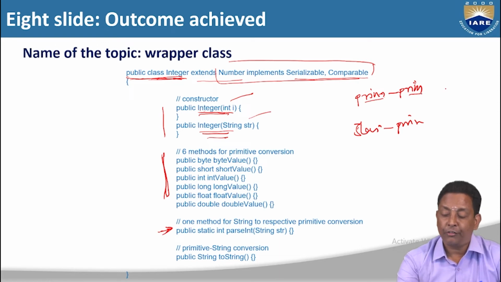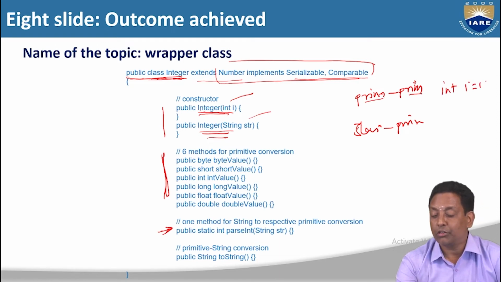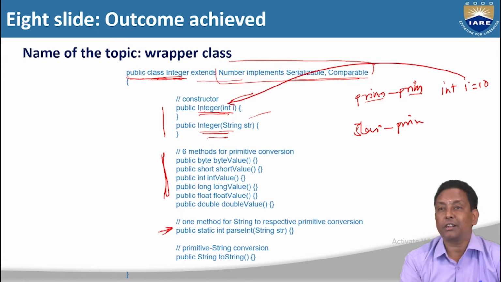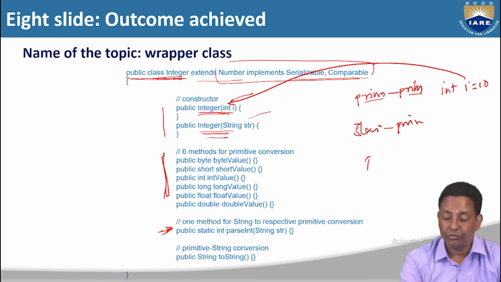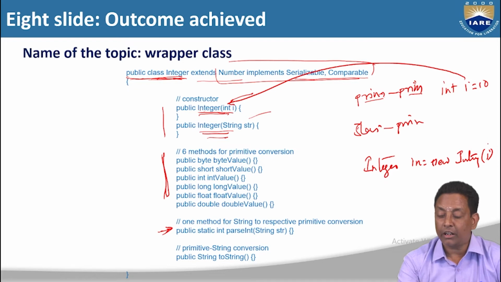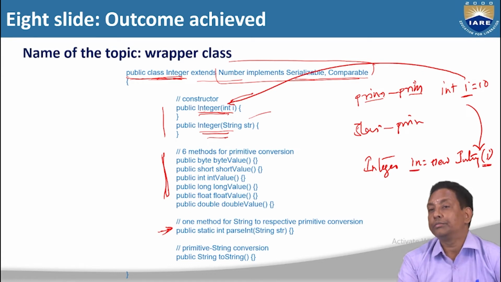Suppose you declare one integer variable, int i = 10. We want to convert this integer value to long, float, double, etc. So what to do? Store this int variable into the Integer class constructor. Like how? Integer in = new Integer(i). So here the primitive variable i is wrapped into the Integer class constructor. Now the Integer wrapper class wraps primitive int i.